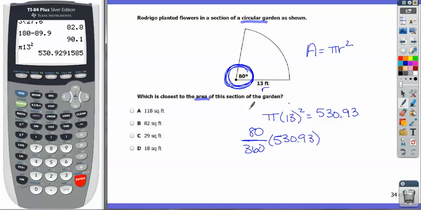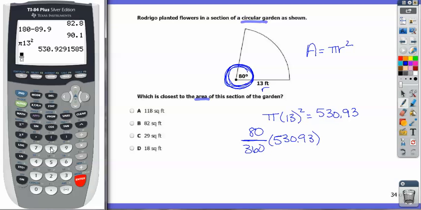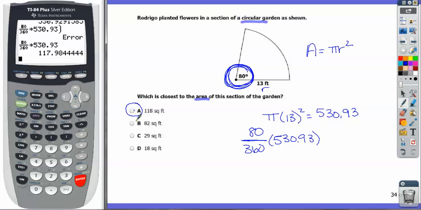So I'm going to go ahead and put that in my calculator. Alpha y equals, and I always put this in fractions, 80 over 360 times 530.93. And what do I get? Oh, I put a parenthesis in there. I don't need that parenthesis. What do I get? 117.9, which is 118.